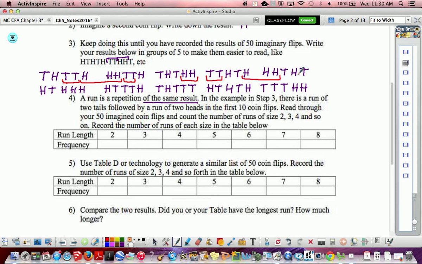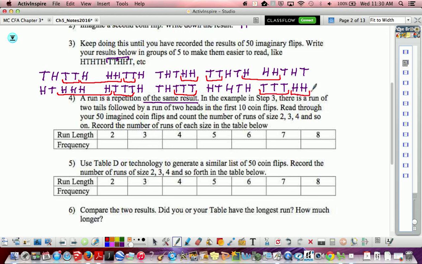Tails, heads, tails, heads. So that did repeat. Ooh, there's a run of 4. A run of 3. Okay. A run of 3. Another run of 3 and a run of 2.